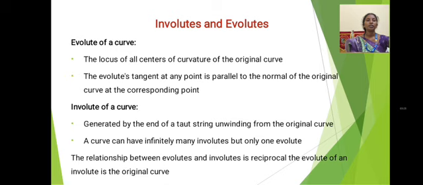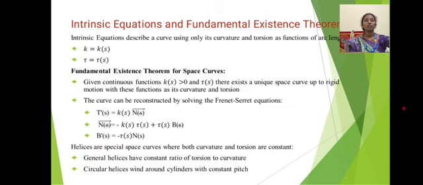What are involutes and evolutes? The evolute of a curve is the locus of all centers of curvature of the original curve. The evolute's tangent at any point is parallel to the normal of the original curve at the corresponding point. An involute of a curve is generated by the end of a string unwinding from the original curve. A curve can have infinitely many involutes but only one evolute. The relationship between involutes and evolutes is reciprocal. The evolute of an involute is the original curve.